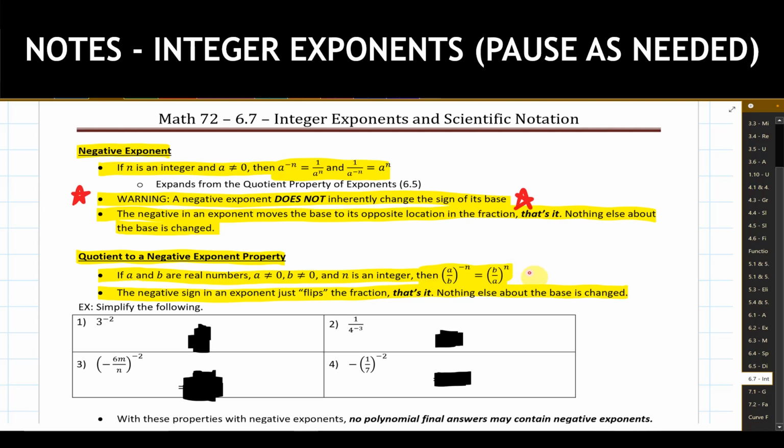Now, if a or b were positive or negative, that doesn't matter. It's completely irrelevant. The negative exponent doesn't care about that. It doesn't care about the sign of the base. It just cares about flipping it. It's the only thing that it does, and the only thing it's going to do with these problems.